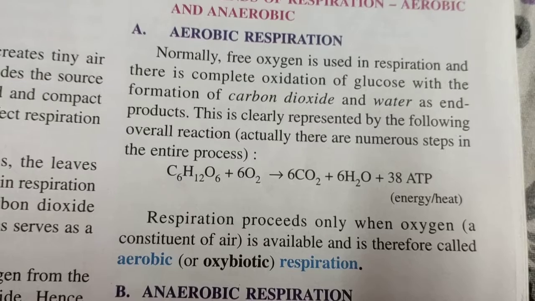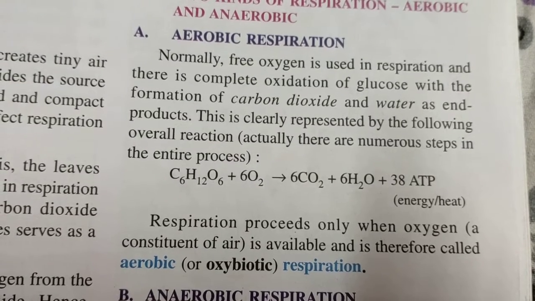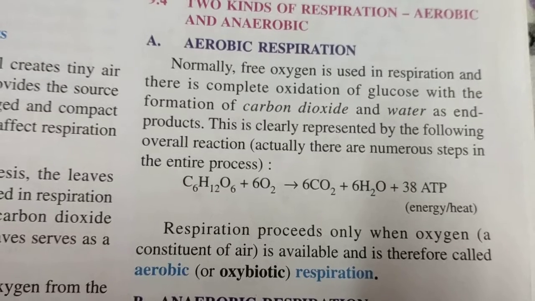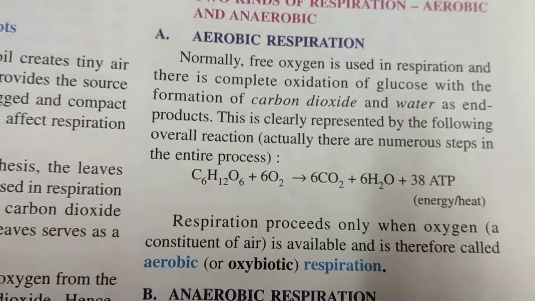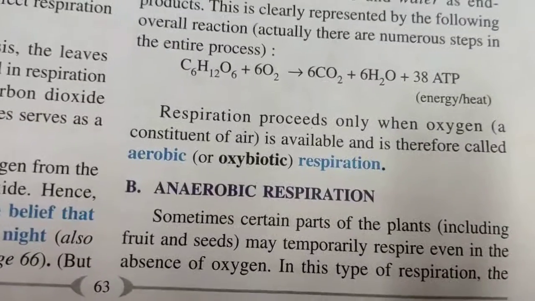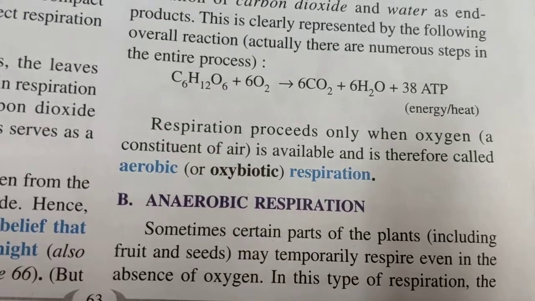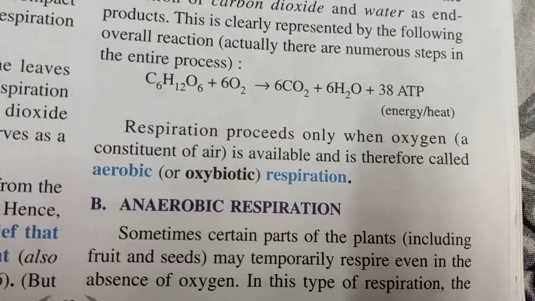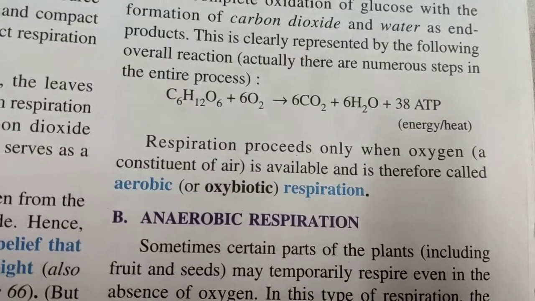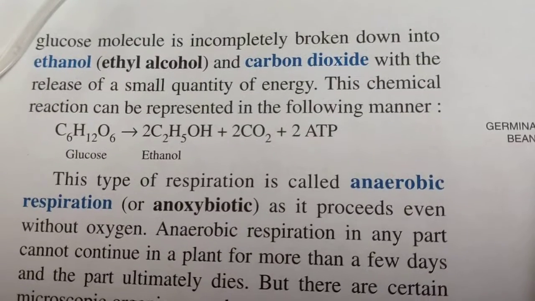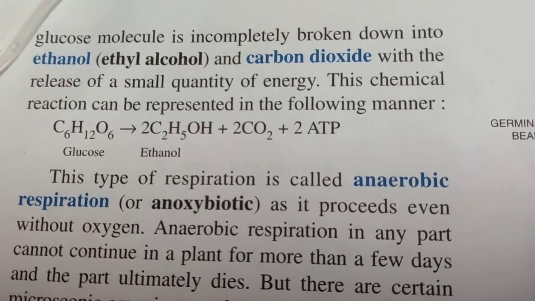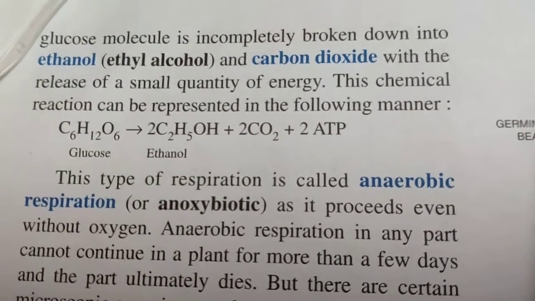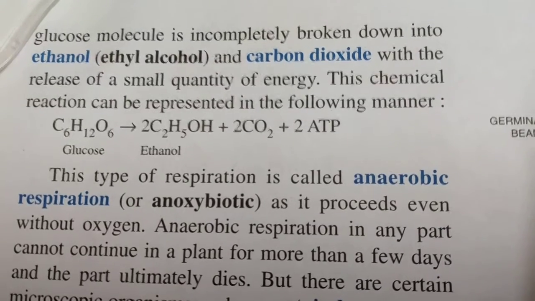Respiration proceeds only when oxygen is available and is therefore called aerobic or oxybiotic respiration. The other name, you have to remember, you have to learn it. Anaerobic: sometimes certain parts of plants including fruits and seeds may temporarily respire even in the absence of oxygen. In this type of respiration, the glucose molecule is incompletely broken down into ethyl alcohol, or we can also say ethanol, and carbon dioxide with the release of a small quantity of energy.